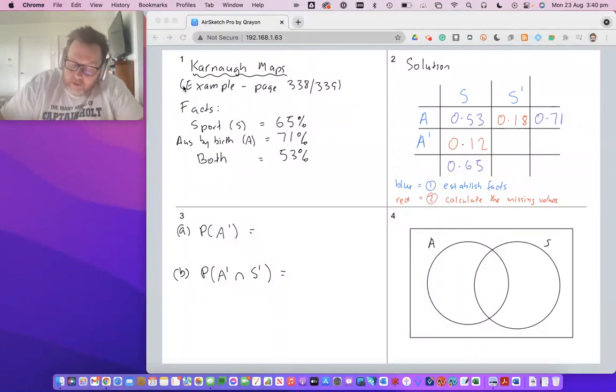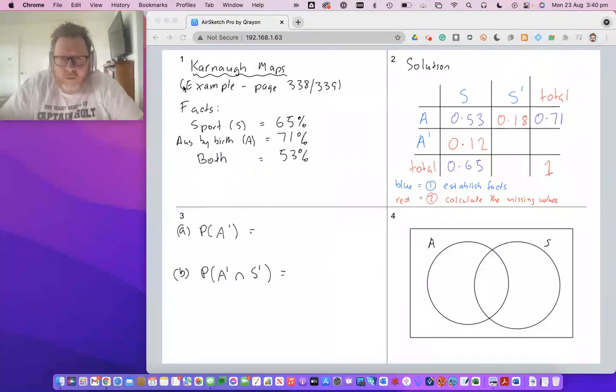Did you come up with it? Did you get the answer 1? If not, it is 1, because ultimately both of these here are totals, and the total probability for a situation has to be 1, right? 100%.